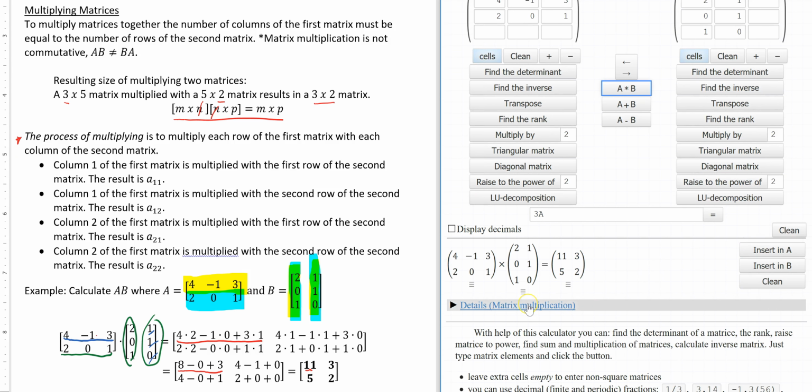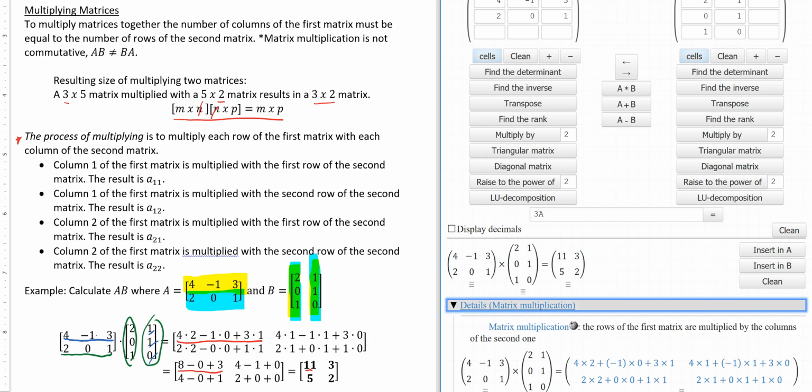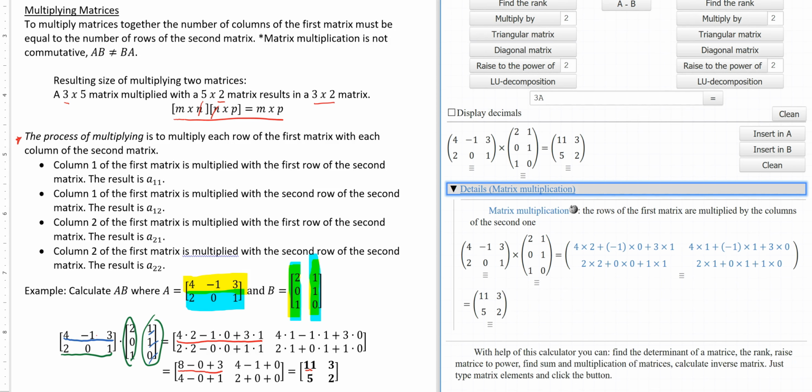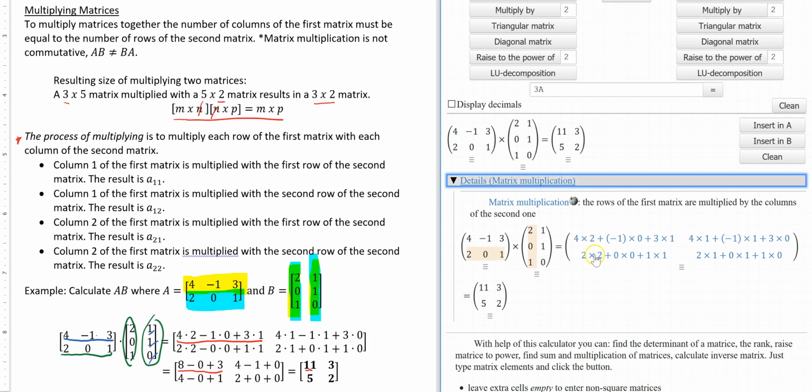If I wanted details about that matrix multiplication on this particular website, I can select the details button, and it shows me all of the multiplication carried out, so you can verify the method in which I did it was correct.